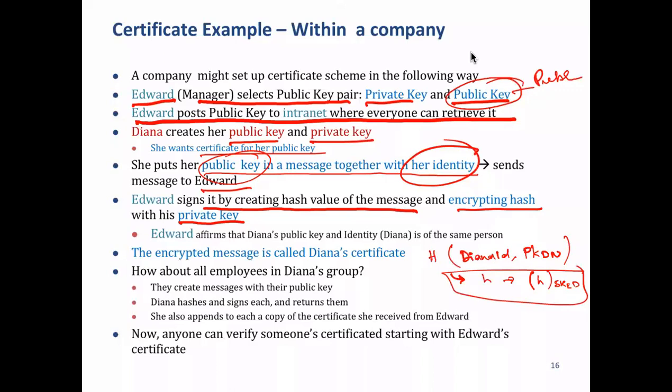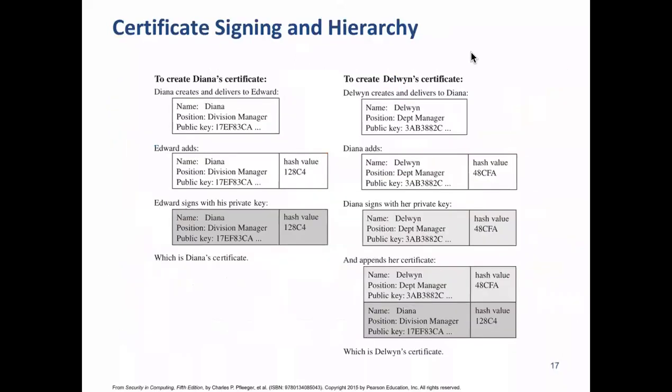Now Dinah becomes a trustworthy person, so the people below Dinah can get certificates from Dinah. But people may not trust Dinah so much. So Dinah has to attach the certificate she has received from Edward. So we create a chain of certificates, and the person at the lowest level has to attach all the certificates of the people above that person, right?